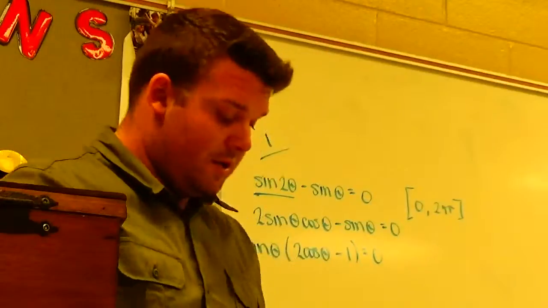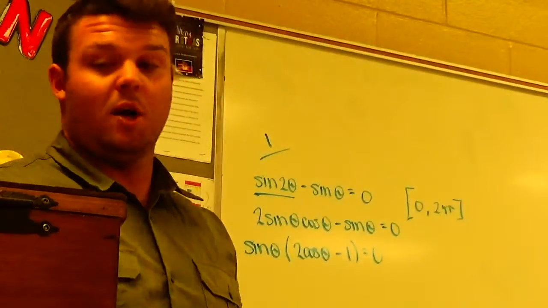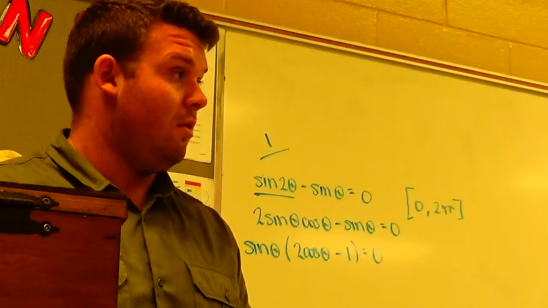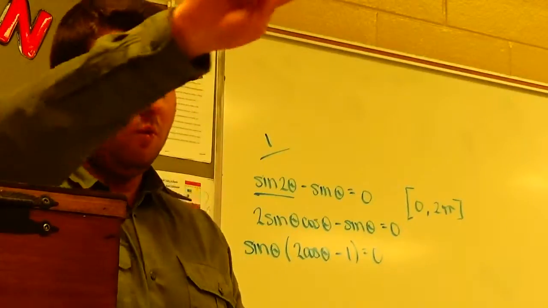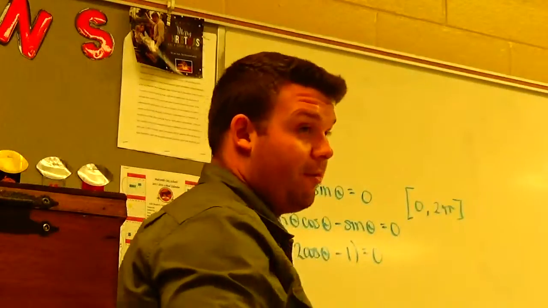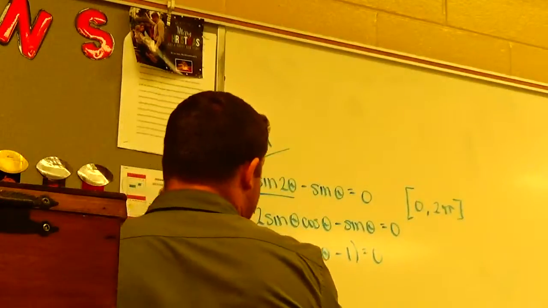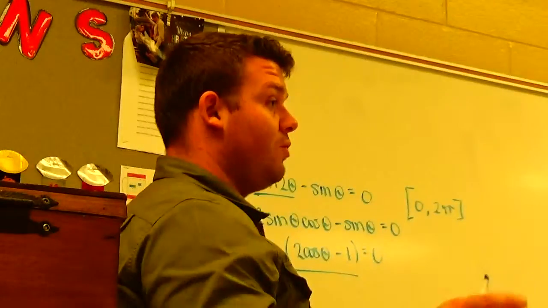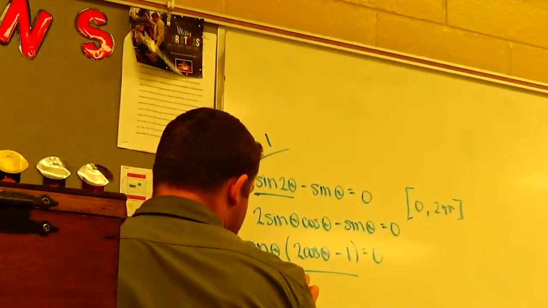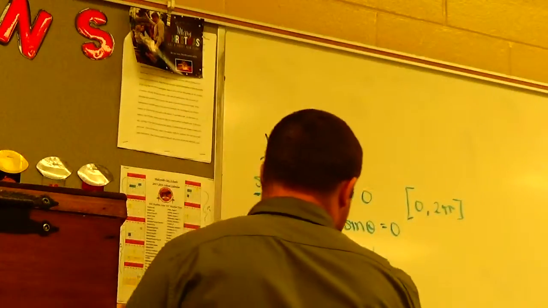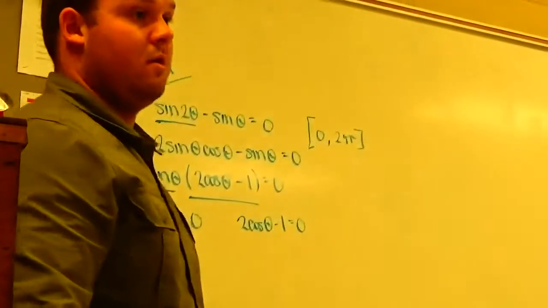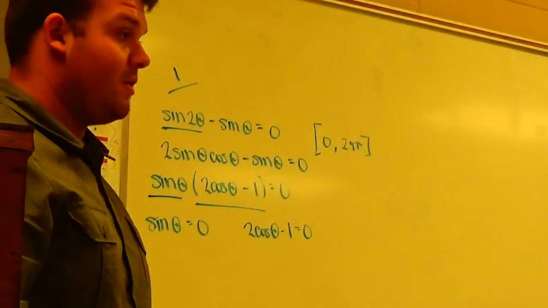Okay, now listen to the question. It's not how many terms are on the left side, it's how many factors are on the left side. 2. There's 2 factors, right? We know a property, it's called the zero product property. That tells me I can set each factor equal to 0 separately. So what I mean by that is I can take the sine of theta, set it equal to 0, and I can take 2 cosine theta minus 1 and set it equal to 0. Does that make sense? Now I just solve for theta on both of them.